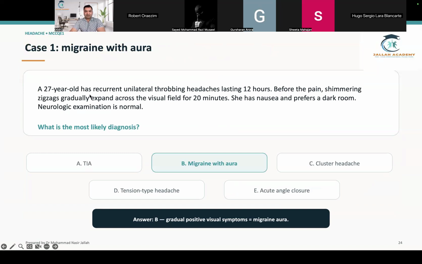Migraine with aura. A 27-year-old has recurrent unilateral throbbing headaches lasting 12 hours. Before the pain, a shimmering zigzag gradually expands across the visual field for 20 minutes. She has nausea and prefers a dark room. Neurological examination is normal. What is the most likely diagnosis? Migraine with aura, right?